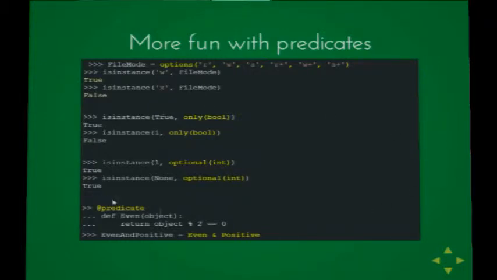Another way you can define predicates, if you need something more complicated, is to use a decorator, like here in the even predicate. And a nice thing you can do is combine predicates. So you can say, for example, that an argument must be even and positive. That's a silly example, but it can be interesting in other cases.